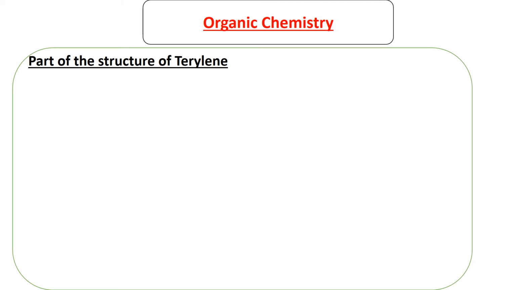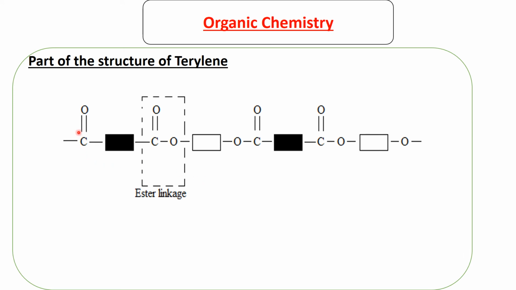Now we're going to view just a portion of the entire terylene. As you can see here, the acid and the diol combine, forming the ester linkage. So this and these are going to be repeating. Starting from here to here, it's one unit to keep on repeating in the entire structure of terylene.